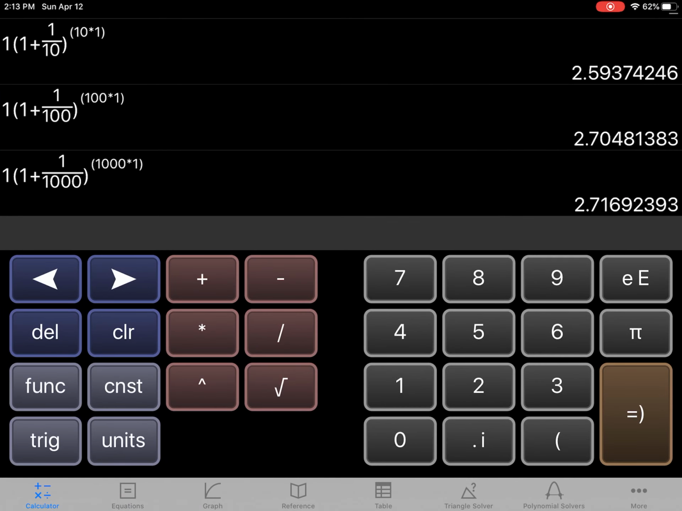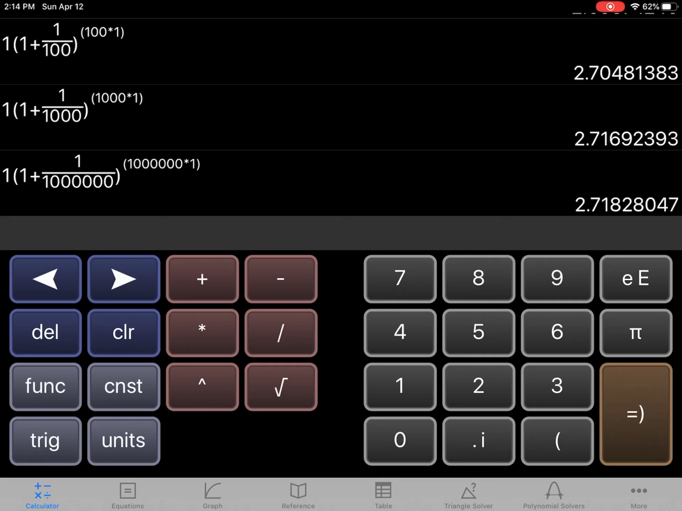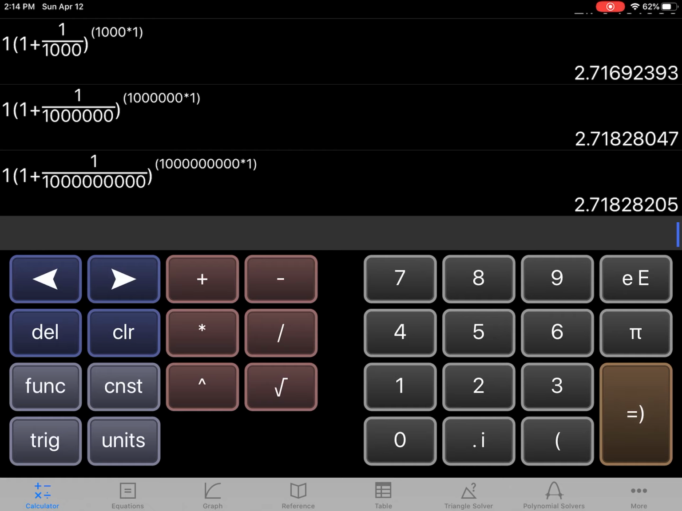What if we do it instead of 1,000 times, we do it 1,000,000 times per year? So we need 6 zeros for 1,000,000. Ooh, not much change at all. Went from 2.717 to 2.718. What if we do it 1,000,000,000 times? So we need 3 more zeros. Oh, really? Not much change at all. We have to go all the way to the 5th decimal to see a change there.